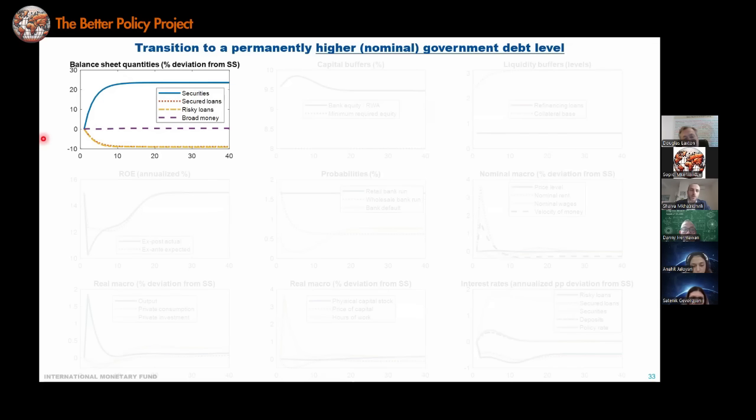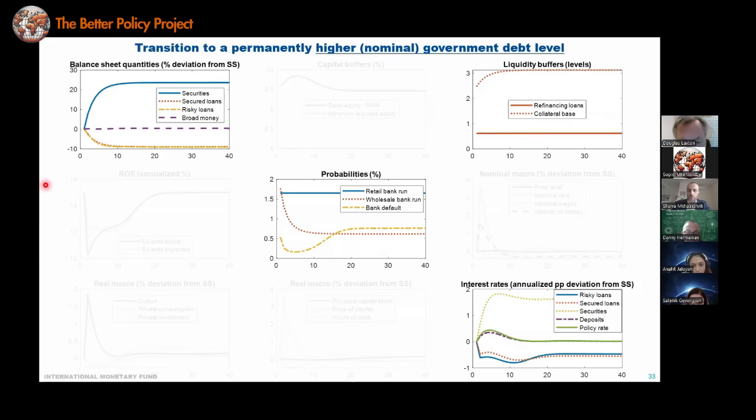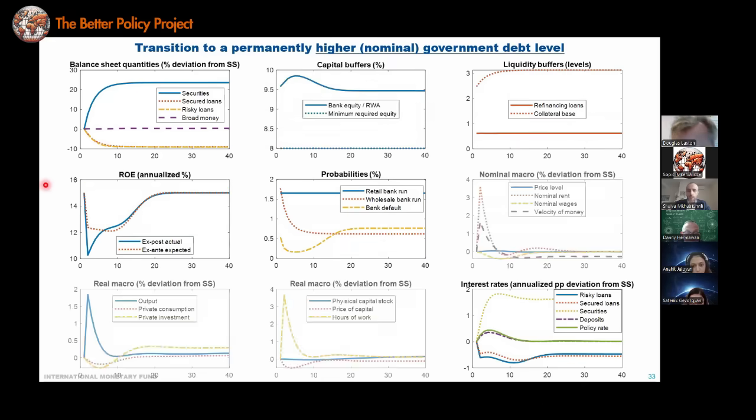And because now in this scenario, they move in opposite directions, the broad money doesn't change. And therefore, the rest of the economy doesn't change as much either. We just have a couple of places where there are permanent shifts. There is a permanent shift in interest rates. As you see, interest rates on securities or government bonds permanently increase.